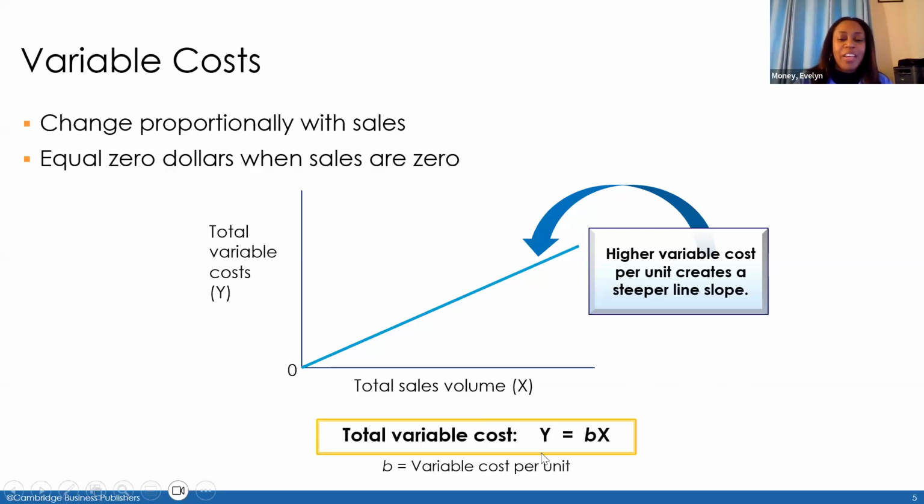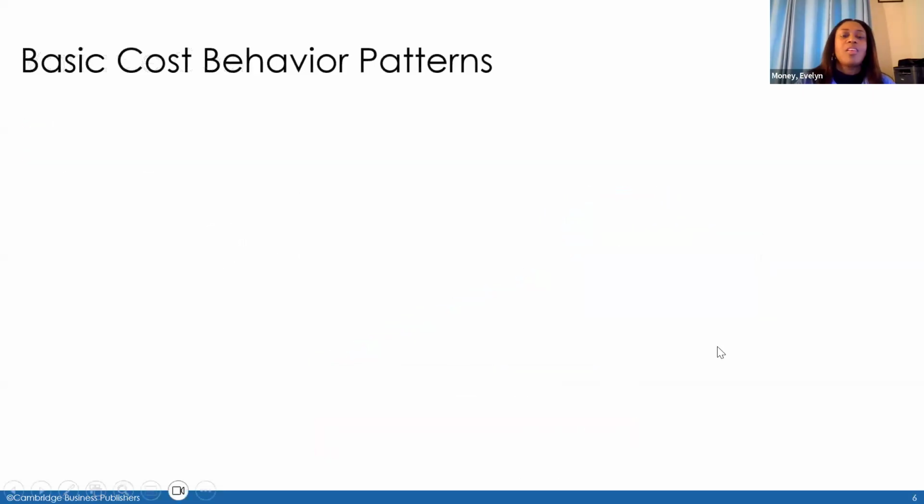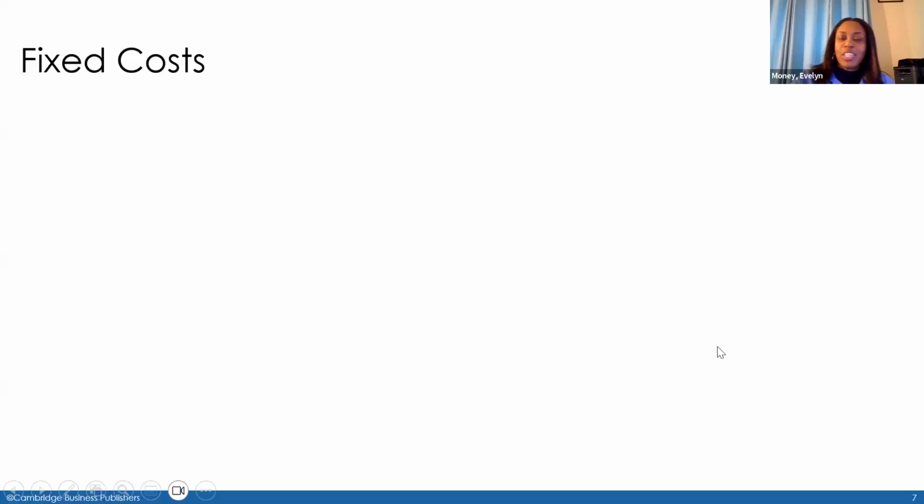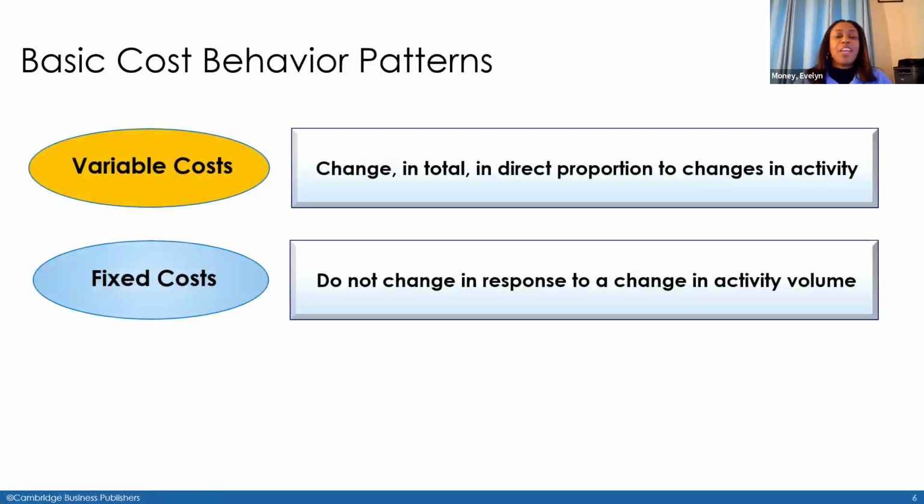Now, don't worry about this down here just yet. We'll talk about this in a second, and I'll make all that make sense. But for right now, just know the basic definition of variable cost and know what your y-axis and your x-axis mean. Now let's move on to the next one, which is, I went too fast, a fixed cost.